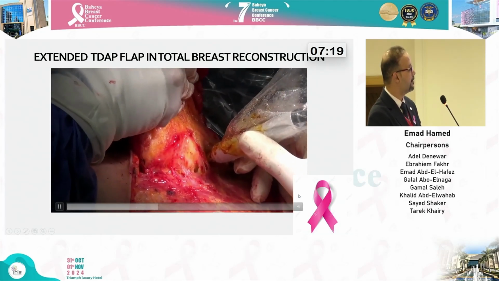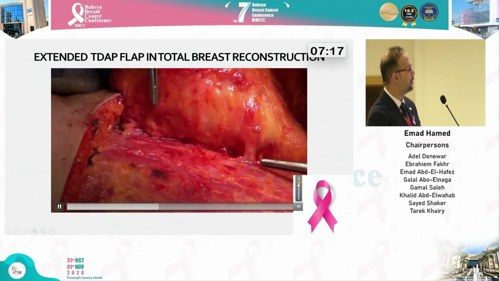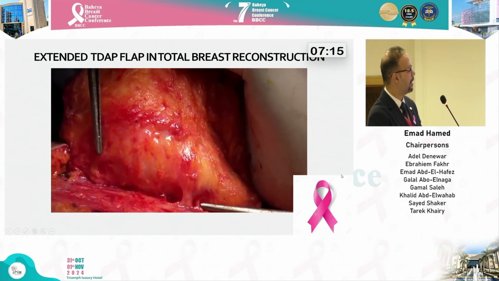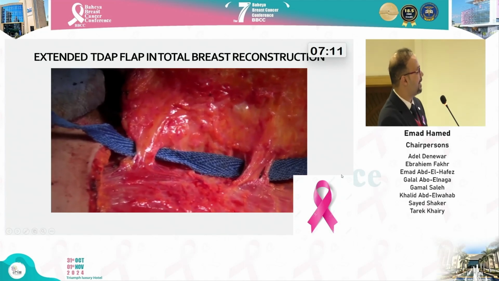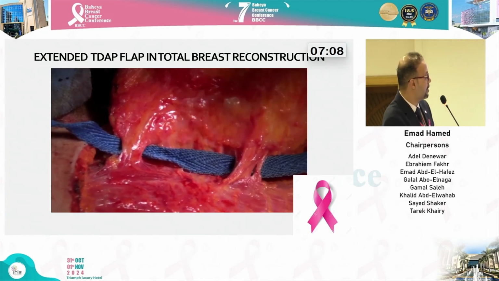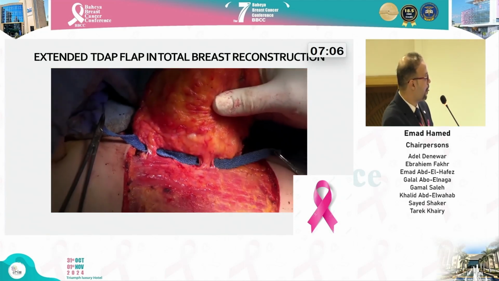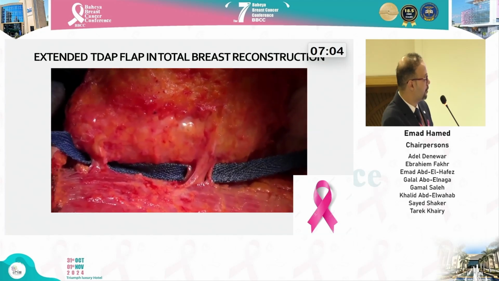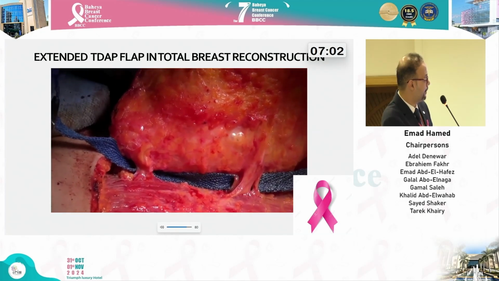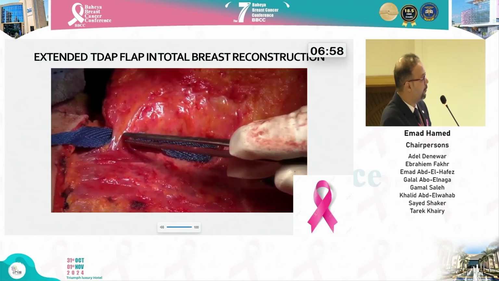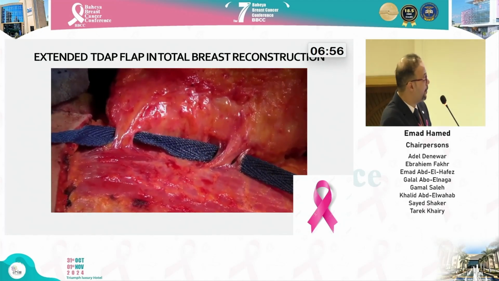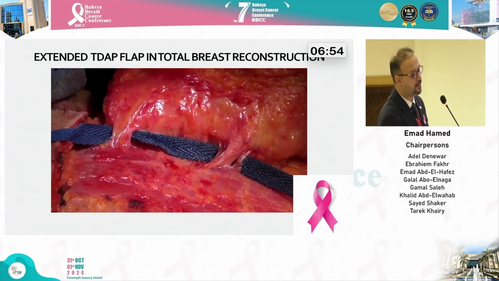To emphasize, I can hear the blood flow through the perforators, and I can skeletonize these two perforators, as you should. In this type of flap, extended TDAP flap, I must skeletonize the perforator.